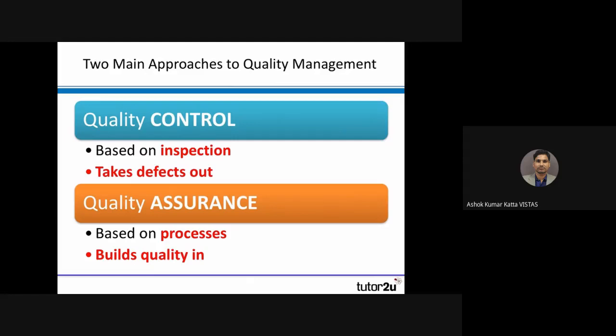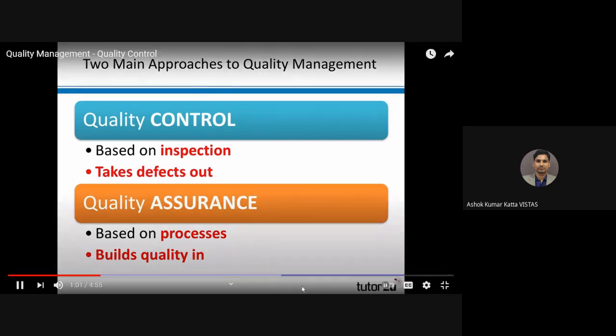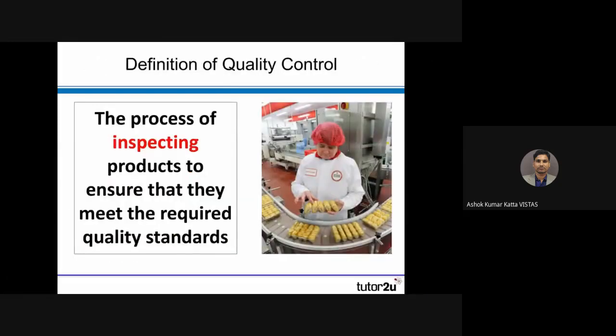The alternative is a thing called quality assurance. Quality assurance isn't about inspection, it's about putting business processes in place that assure the quality of output. In other words, it tries to build quality in and doesn't rely on inspection to take defects out. So quality control and quality assurance sound similar, but they are quite different. Quality control is based on inspection. Quality assurance is based on trying to build quality into the business processes. Quality control can be defined as the process of inspecting products or output to ensure that the output meets the required quality standards. So there's the key word, inspecting.